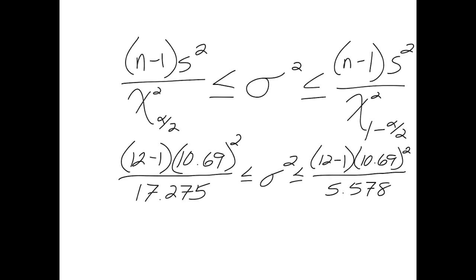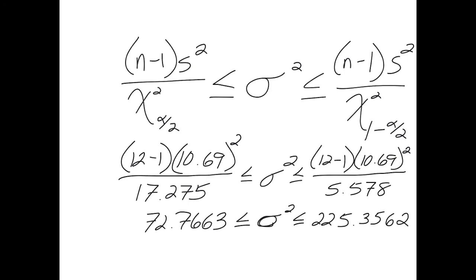So if we plug and chug on our calculators, you're going to come up with 72.7663 for our left bound is less than or equal to the population variance is less than or equal to 225.3562. Now I rounded to 4 decimal places here as I'm writing for you guys, because remember, if we want the interval to be for the actual population standard deviation, then we need to take the square root of these values. And so I rounded to quite a few decimal places so that when I take the square root, it's still a little more accurate.